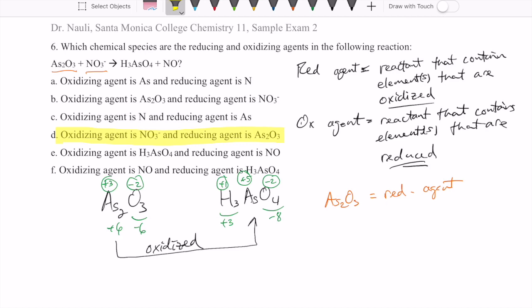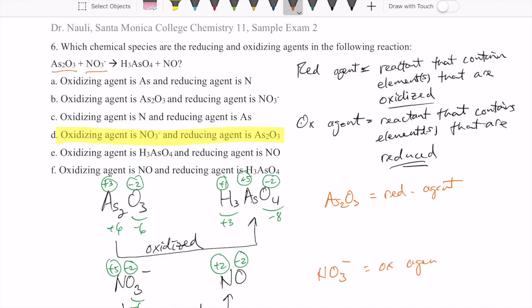Now you can work this out if you want. If you write out NO3 minus, you'll find that oxygen again is -2, -6 here, so +5 on the nitrogen, and then for NO on the product side, you've got -2, and so this must be +2. So what's happened to the nitrogen here is that it has been reduced because its oxidation number decreases. Okay, so that tells you that NO3 minus, which is the reactant, is going to be our oxidizing agent.